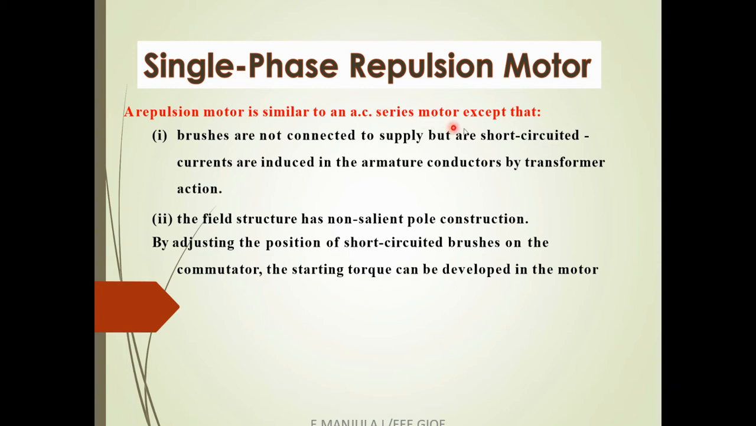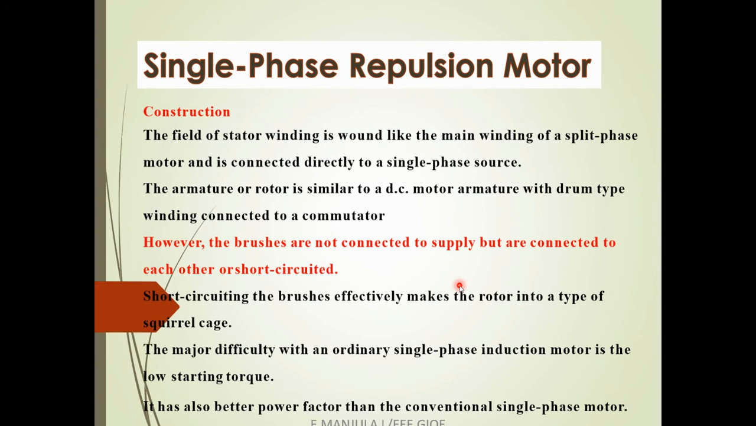Whereas in an AC series motor the brushes are used for supply, here the brushes are short circuited and the currents are induced in the armature conductors by transformer action, and the field structure has non salient pole construction. By adjusting the position of the short circuited brushes on the commutator, the starting torque can be developed in the motor. So the starting torque is developed by the transformer action by shorting the brushes.